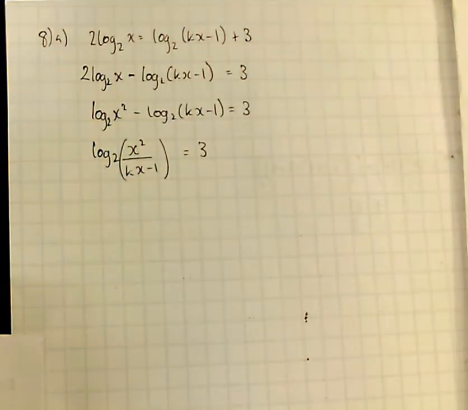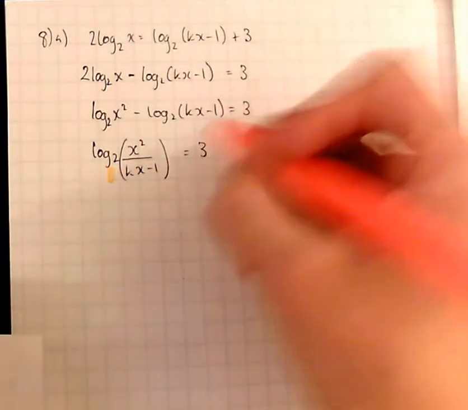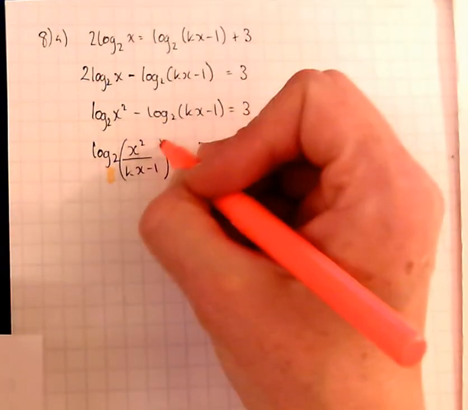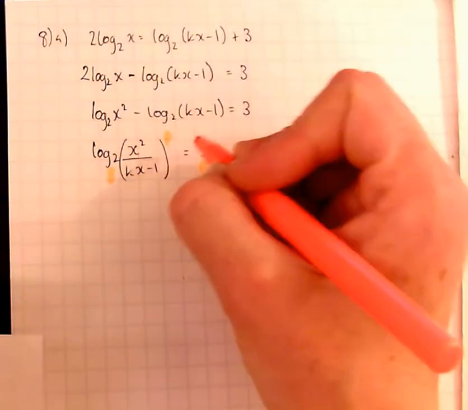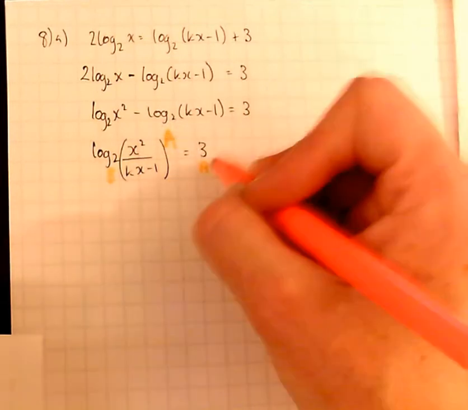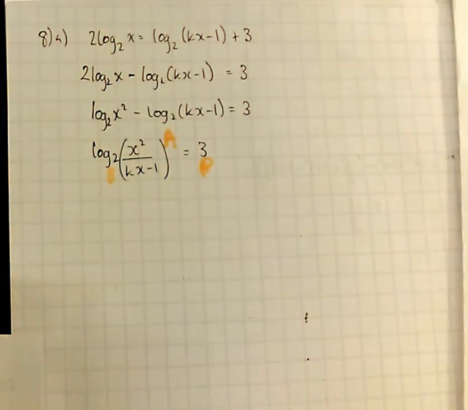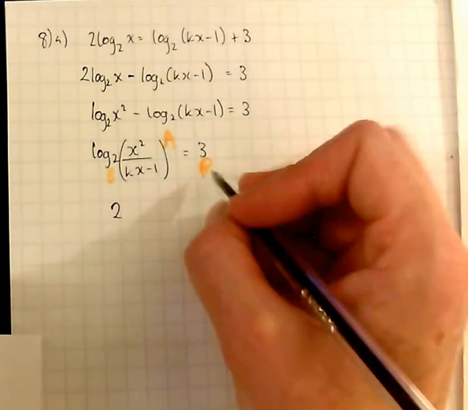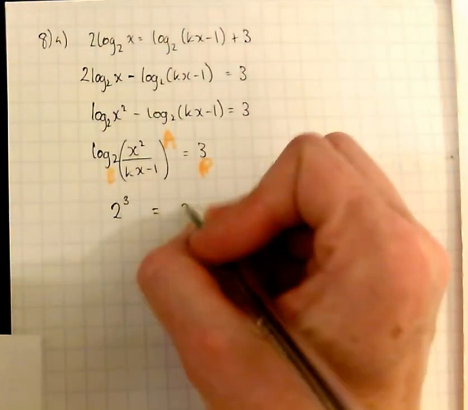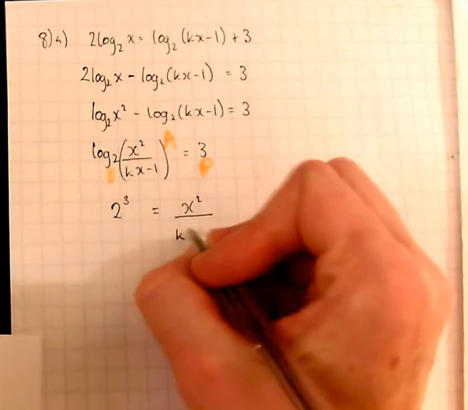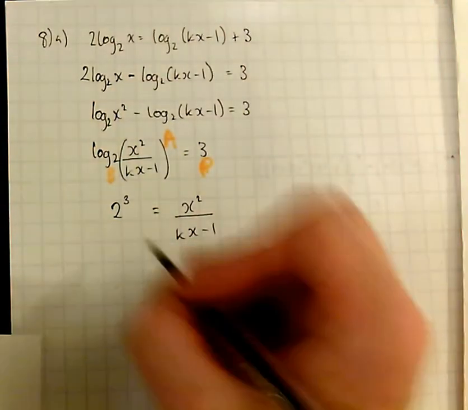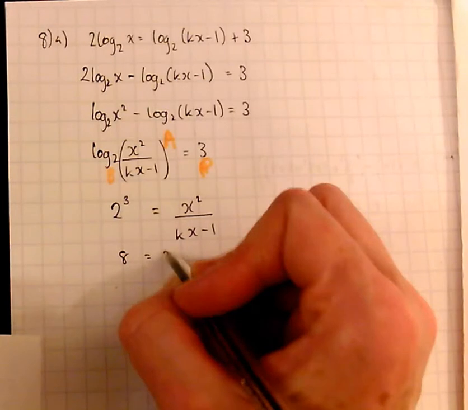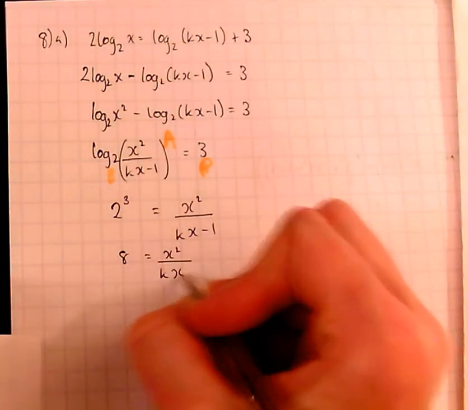Okay, and we can now use base, answer, power. So here's my base, here's my answer, and here's my power. So we've got 2 to the power of 3 is equal to x squared over kx minus 1. This is 8 is equal to x squared over kx minus 1.